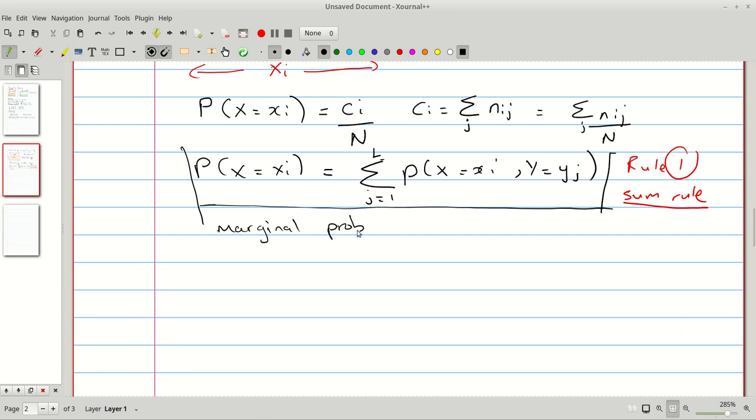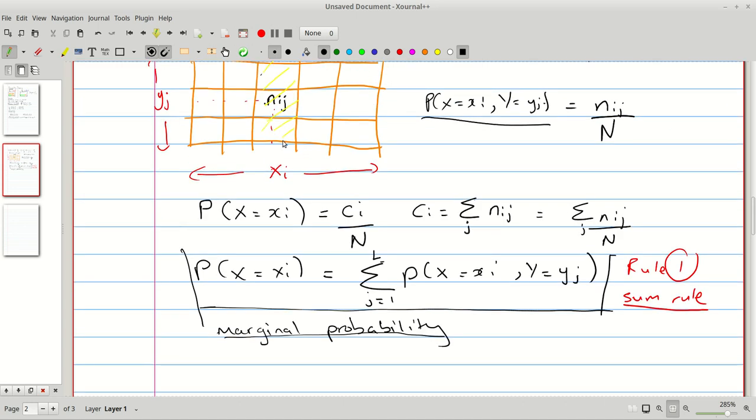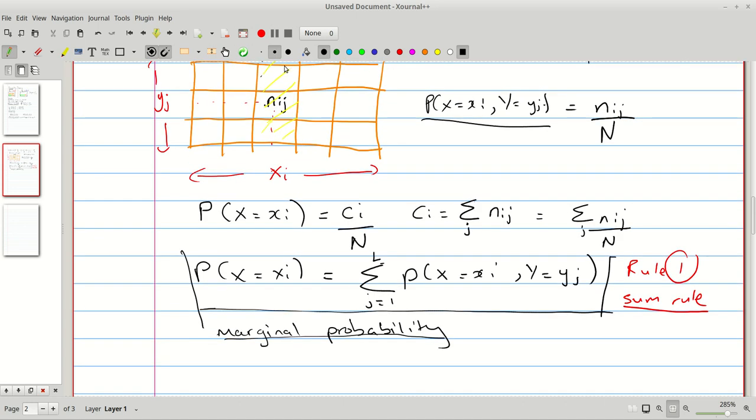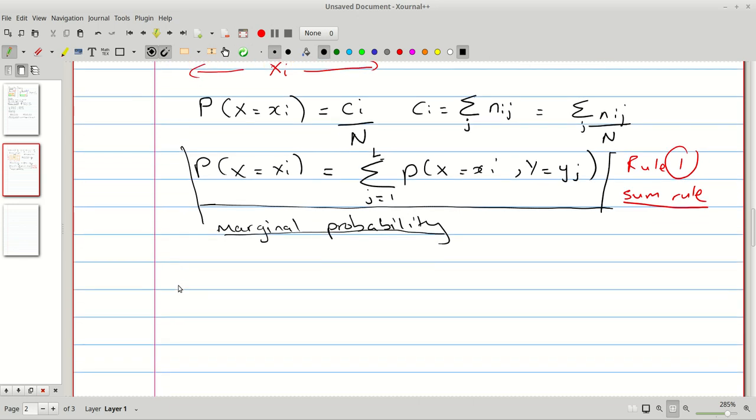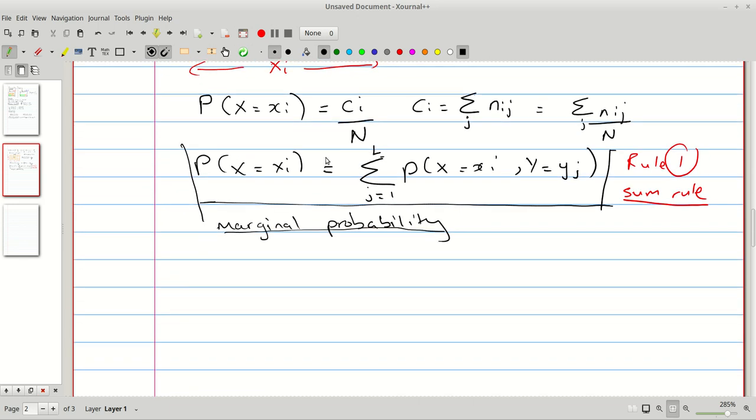Why do we call it the marginal probability? Because if you look at the diagram above here, we're summing up over all possible values of y. So we're marginalizing the variable y because we're summing over it. That's what we call the marginal probability here. And that's how the sum rule is derived from these experiments.